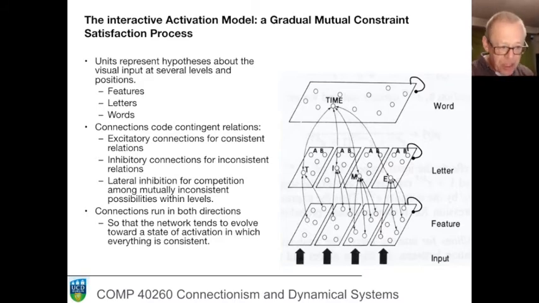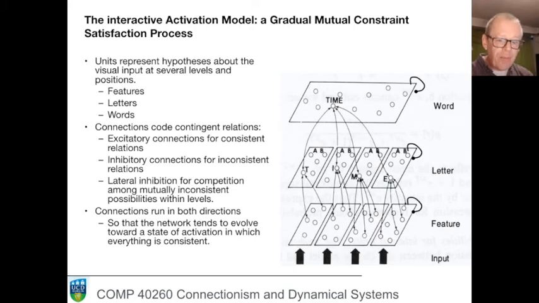Within the letter level in the position, there are inhibitory connections because the letter in position 4 is either an A or an E, but it's not both. Whew! So the units are interpreted as meaning hypotheses about the visual input at several levels, at the feature level, at the letter level, and at the word level. The excitatory connections, the positive weights in this network, draw out consistent relations. The inhibitory connections prevent multiple nodes becoming activated which are mutually inconsistent. As we said, there's only one letter in each position and there's only one word overall.